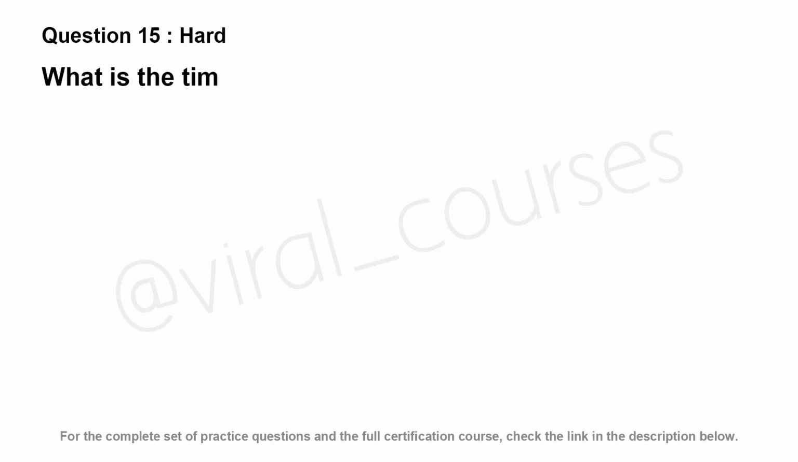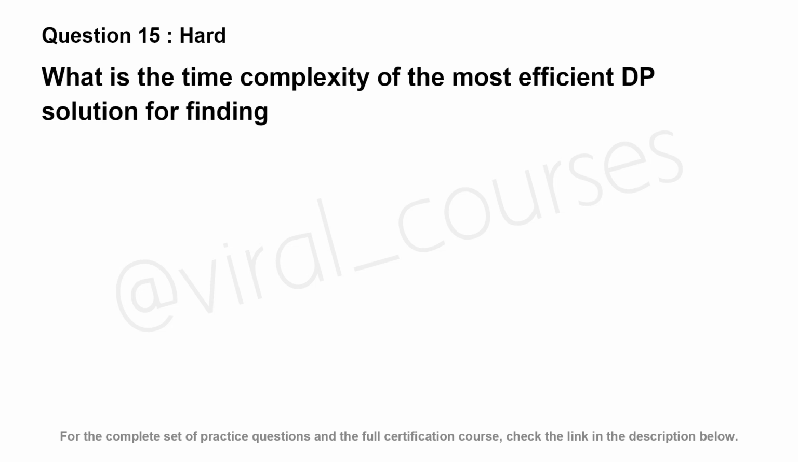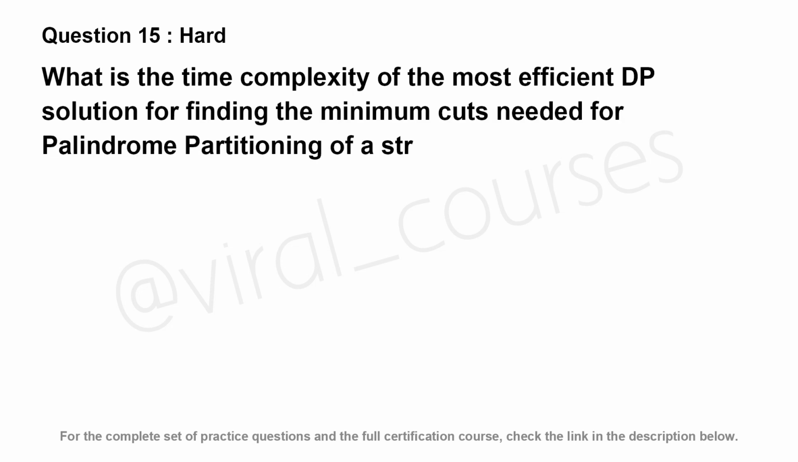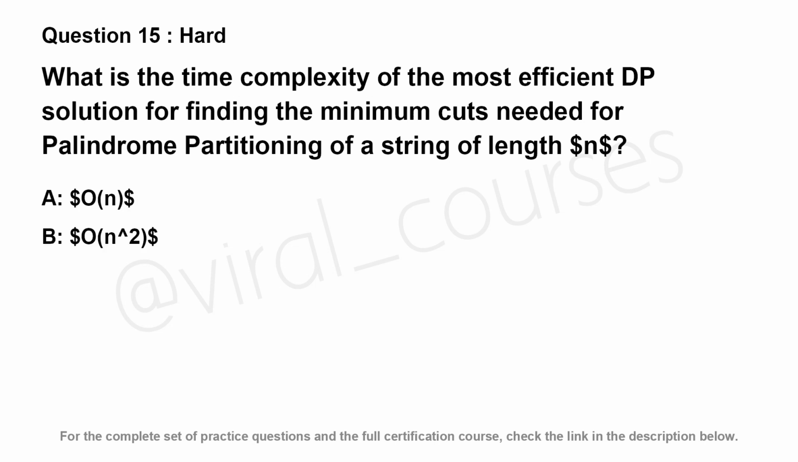What is the time complexity of the most efficient DP solution for finding the minimum cuts needed for palindrome partitioning of a string of length $n$? Option A, $O(n)$. Option B, $O(n^2)$. Option C, $O(n^3)$. Option D, $O(2^n)$.